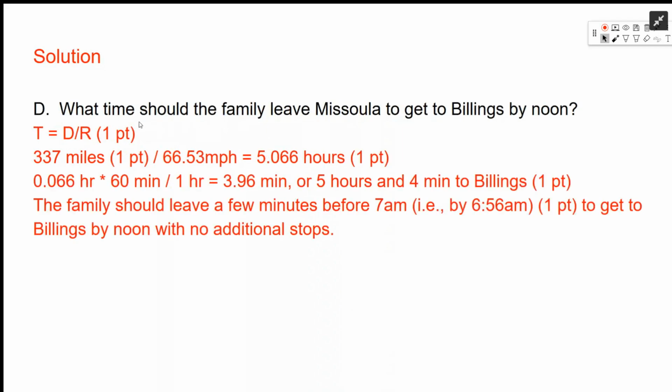Then the last part, part D, what time should the family leave Missoula to get to Billings by noon? And our formula for time is distance divided by rate. So they have 337 miles to get to Billings, and the average rate is 66.53 miles per hour, which equals 5.066 hours. Now we need to convert our 0.066 hours into minutes. So we multiply that by 60 minutes divided by 1 hour, and that equals 3.96 minutes. So total time of 5 hours and 4 minutes to get to Billings.